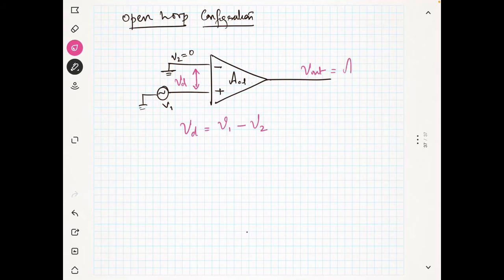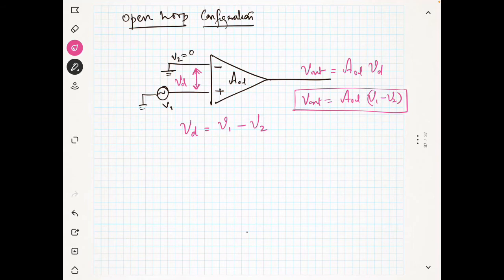So what is V out? V out is the open loop gain times VD. Am I correct? Because you are giving the voltage between these two terminals. So V1 is some voltage and V2 is equal to 0. So V out will be equal to AOL times (V1 minus V2). So this is what I am going to get as the output.